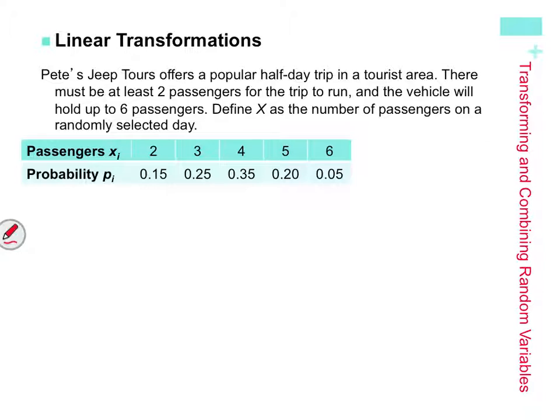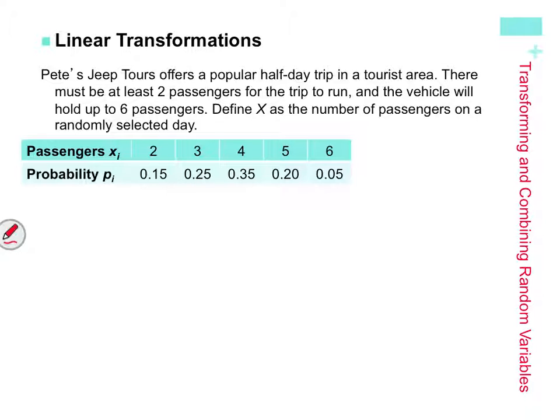Probably over a series of maybe a tourist season, they calculated how many times you had 2 passengers out of the total and 3 passengers and so on, okay? So these probabilities are coming from probably some historical records of Pete's Jeep Tours business, okay?